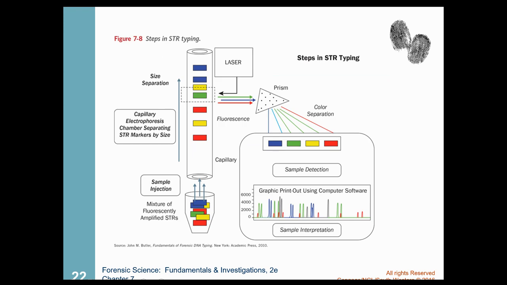This is just an infographic of what happens in STR typing. So here we have our sample. It gets injected into this capillary electrophoresis chamber, and it separates things by size. Larger fragments are going to end up down here at the bottom and smaller fragments up here at the top, because smaller is faster. And then we have a laser. Then we use some kind of prism and we scatter that light and we make some banding patterns. And then that gets generated by computer software. And then you get this, which is what we call an STR analysis.